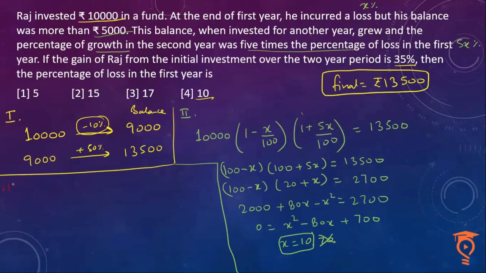Now there is a third method also, where you need to have the knowledge of a formula, successive percent change. Net percent change is given by A plus B plus AB by 100. So this net percent change, we know it is 35. A we know is going to be minus X because the loss we do not know. Next change is plus 5X. And so this will also form the same quadratic, but with less number of steps. From here also, you are going to get the value of X as 10.